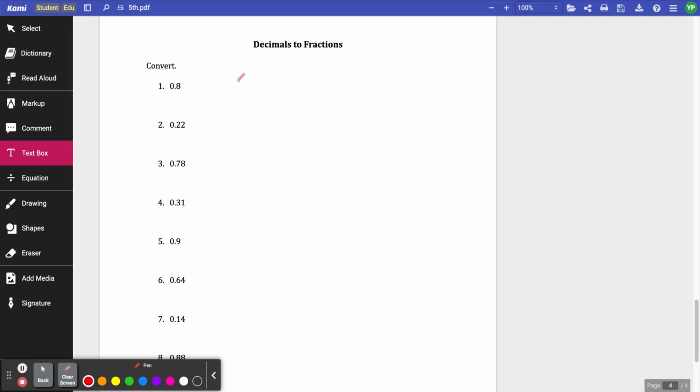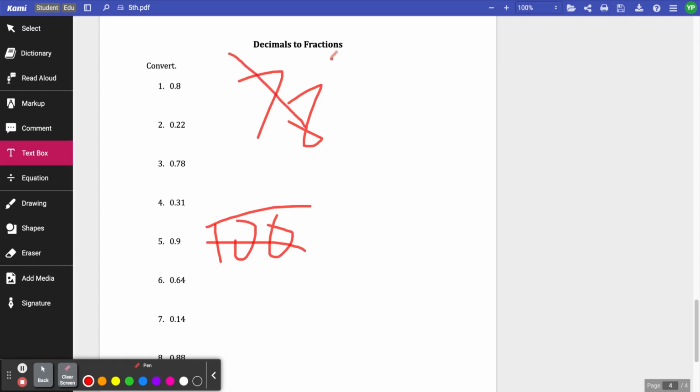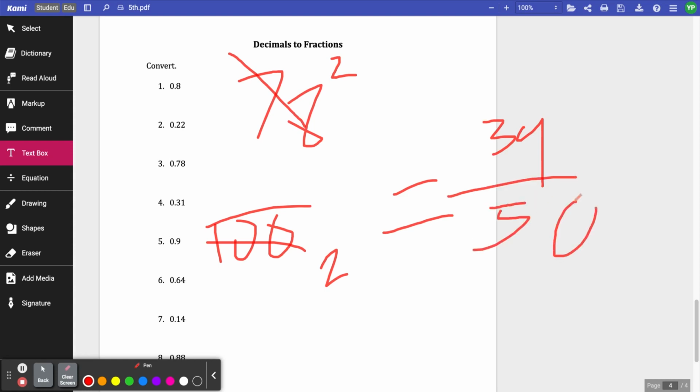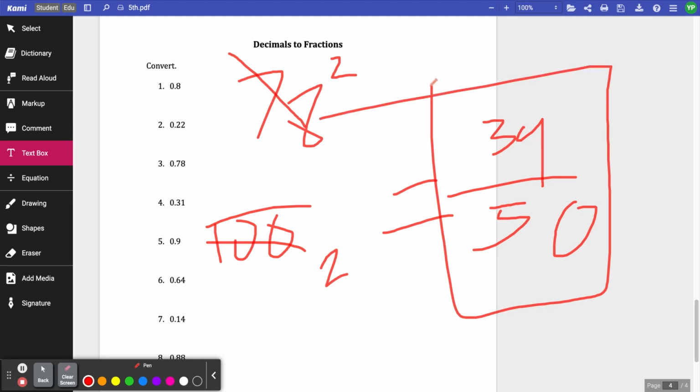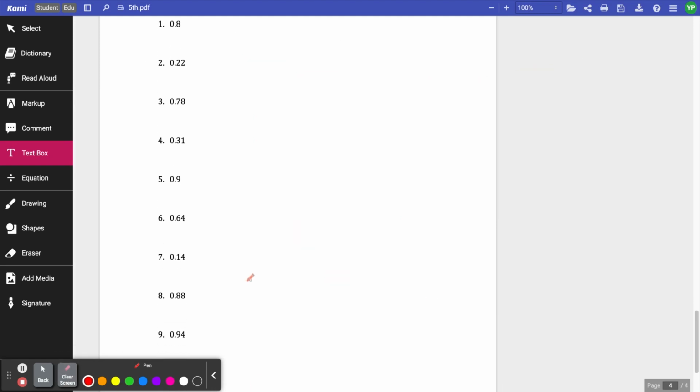And now for number 3, it's going to be 78 divided by 100. And once again, for this, you could divide both sides by 2. If you divide 78 by 2, then you get 39. 39 over 50, right? Because 100 divided by 2 is 50. And you can't simplify anymore, so you get 39 over 50. And we'll just do one more.